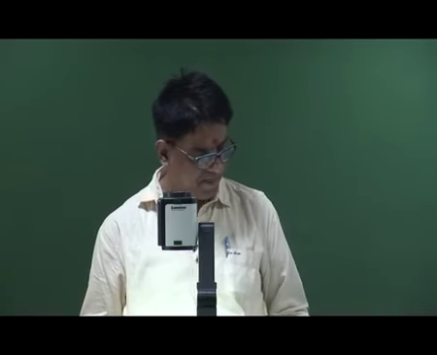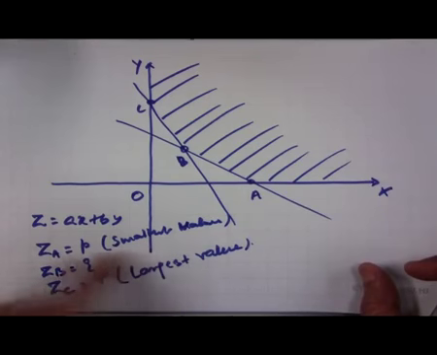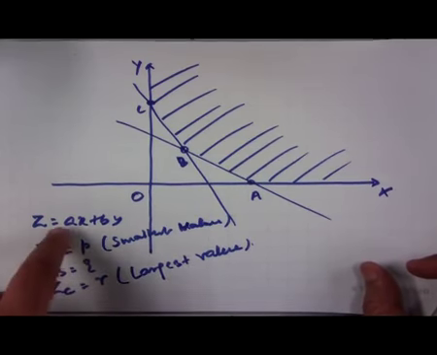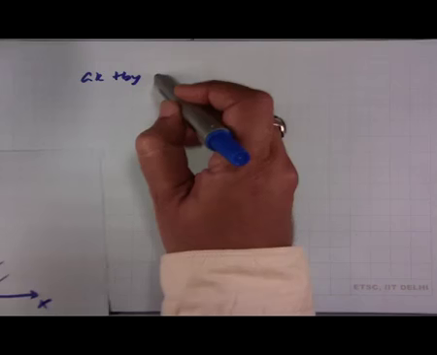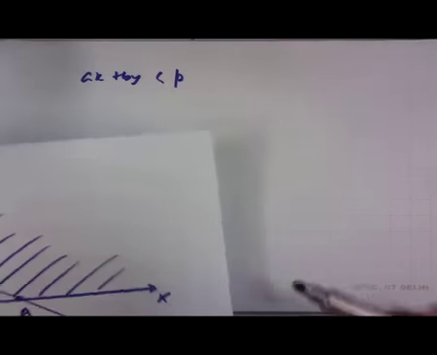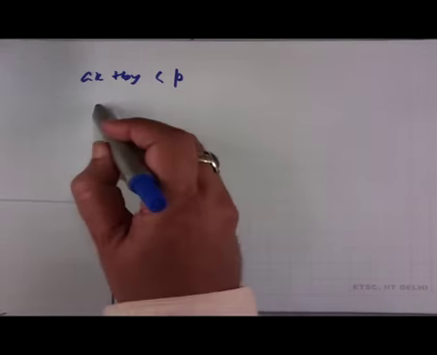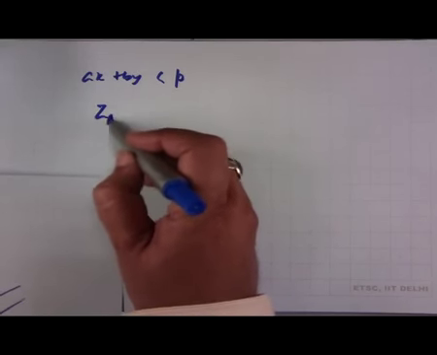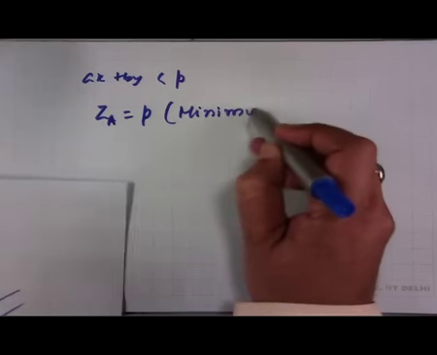Similarly, in case of minimum value, so z at A equal to p is the smallest value, and if this p is the minimum value, then again ax plus by less than p have no common points with the feasible region, and if such a condition holds, then we can say z at A equal to p will be the minimum value.